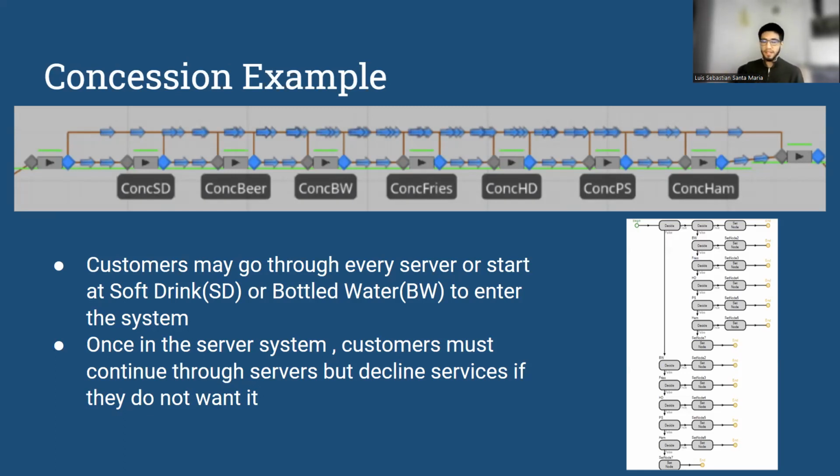But to make it easier for us, once they pass a server, let's say they go from soft drinks to bottled water, they won't be able to go back to beers. They will have to loop back around the system all over again.